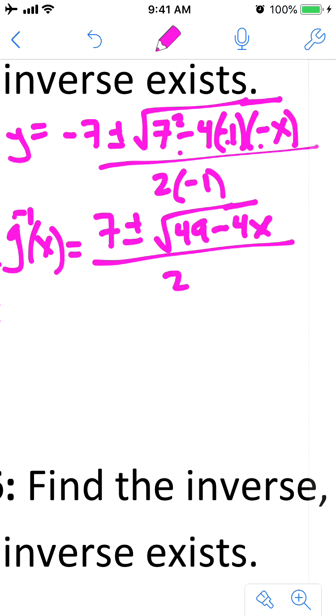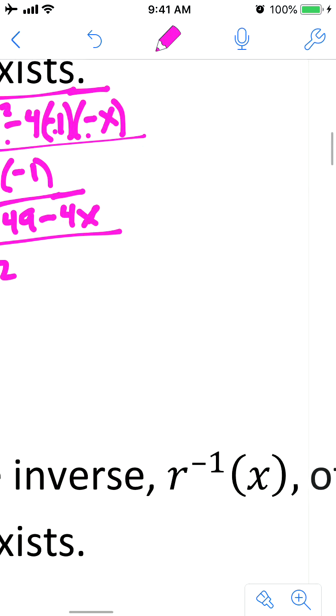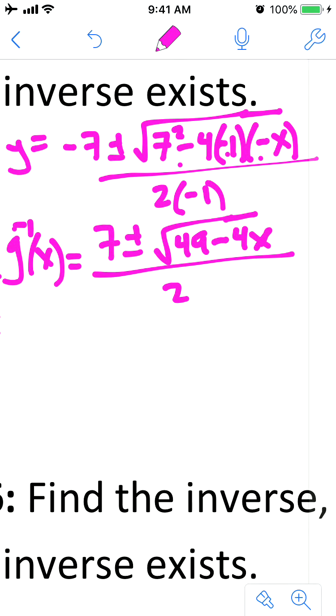I hope by now it's starting to kind of click that all you have to do is switch them, and then you're doing the exact same thing you've done for previous chapters, right? You just switch them and use what you know. Switch them, use what you know. Okay, but we do need to consider the domain and the range, which is the same problem as before.